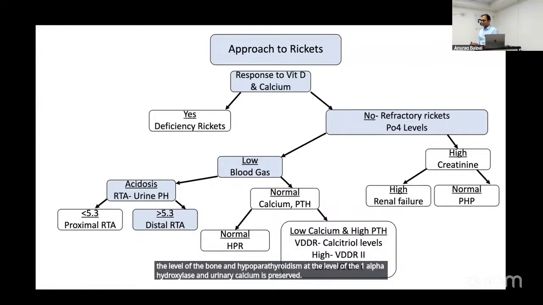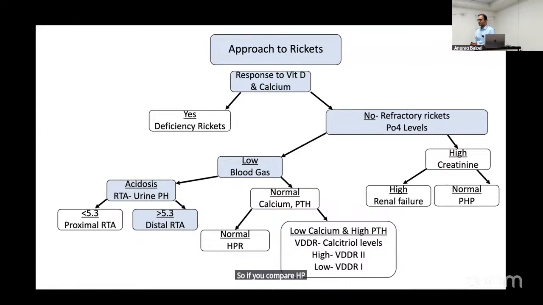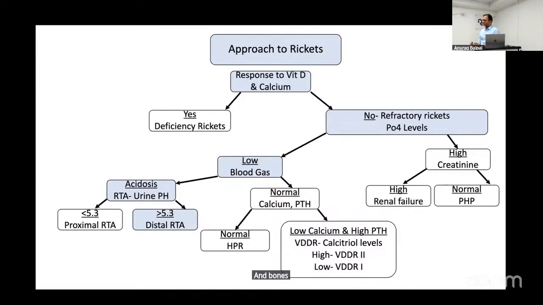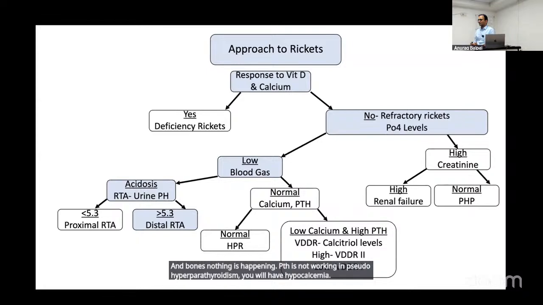So if you compare HP versus PHP, in hypoparathyroidism, you will have hypocalcemia, relative hypercalciuria for the level of calcium, and bones, nothing is happening. PTH is not working. In pseudohypoparathyroidism, you will have hypocalcemia. You will not have hypercalciuria even if your calcium levels go up, and your bone turnover is increased. So that's why you will have rickets.